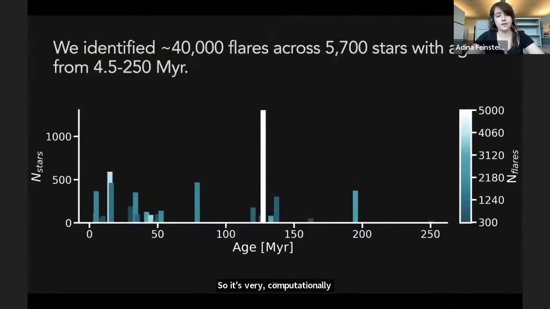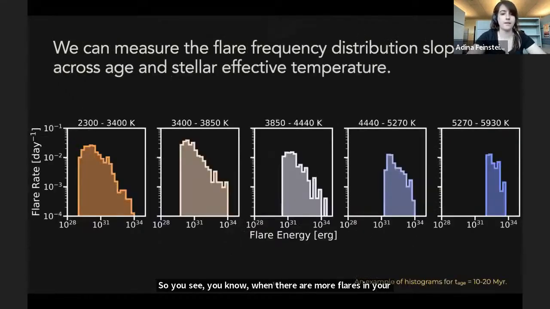And so from the sample of young stars that I have, about 5,700 young stars, I identified about 40,000 flares. And I just wanted to give kind of an idea of what that sample looks like. Here on the x-axis, I'm showing age, and then on the y-axis is the number of stars, colored by the number of flares. So you see, when you have more stars in your sample, you tend to have more flares, which correlates, and you weight that when measuring the flare frequency distributions.